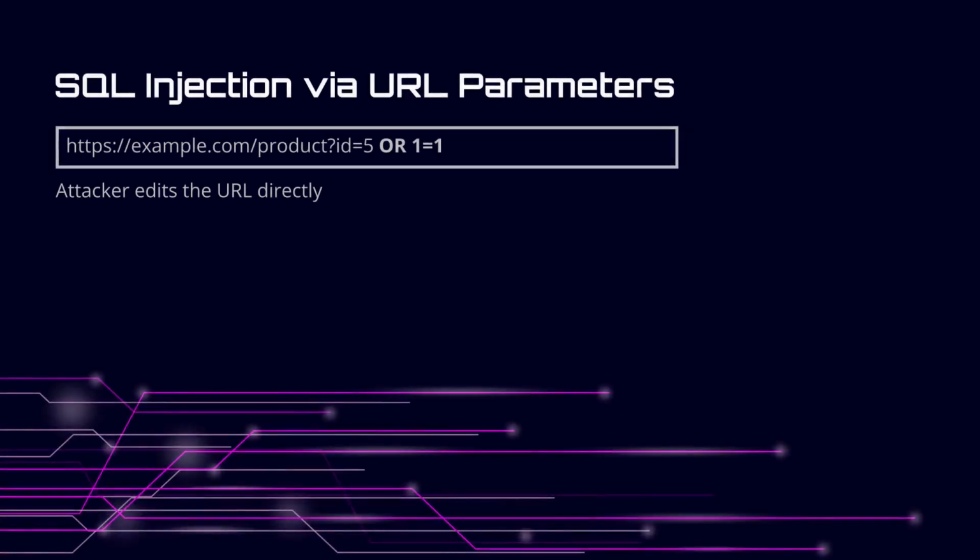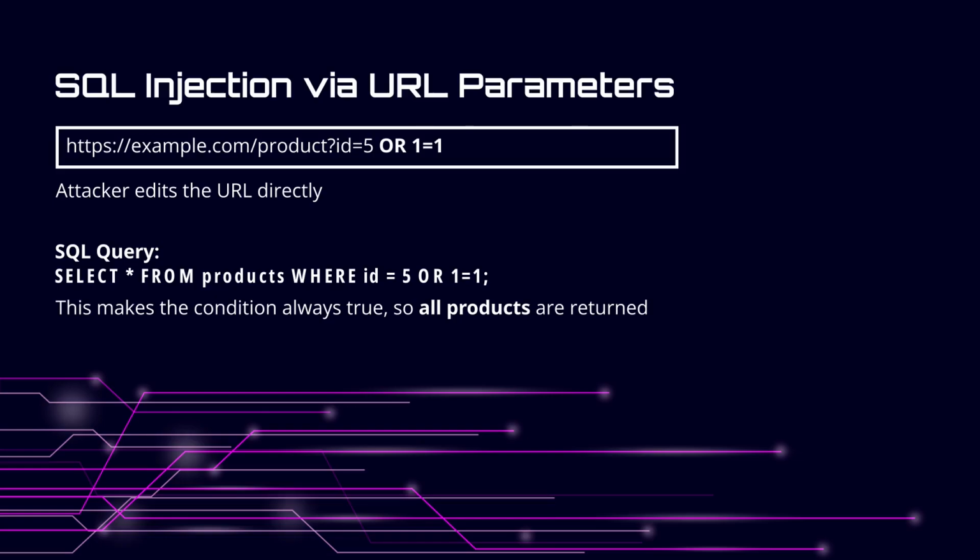SQL injection doesn't always come from forms, it can also come through URLs. Here, the attacker modifies the URL by adding ID equals 5 or 1 equals 1. The web app sees this and plugs it directly into the SQL query: select star from products where ID equals 5 or 1 equals 1; The problem is that 1 equals 1 is always true, so the condition passes for every product in the database. Instead of showing just item number 5, the app now displays everything because it believes all the rows match the condition. This technique is simple but dangerous, and it can expose sensitive data or overwhelm the application.